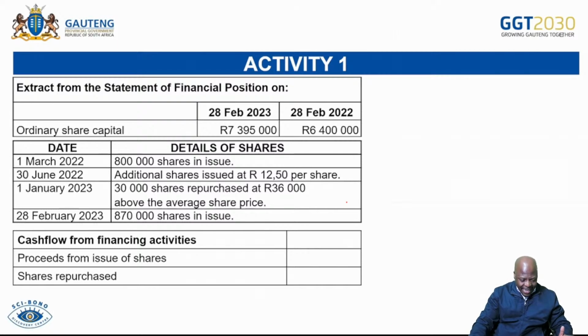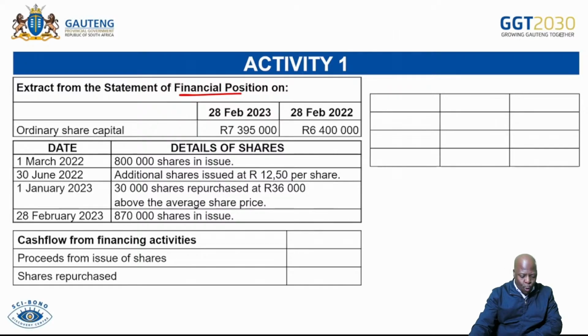So let's look here now. What do we have? We're given information from the extract of the statement of financial position, and we also have share information. Let's see what we can do here. If we had to calculate the proceeds from issue of shares and the shares repurchased, it would be very easy if we can open an ordinary share capital note. That is my ordinary share capital note. This is note number 7.